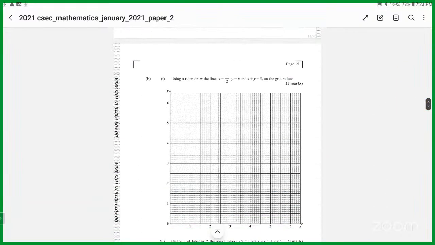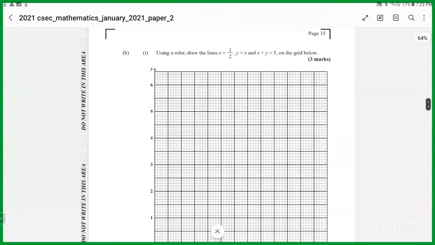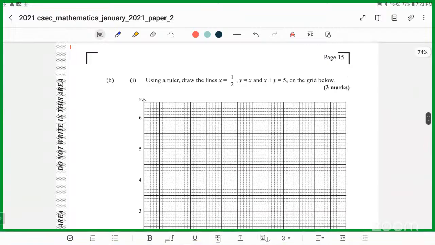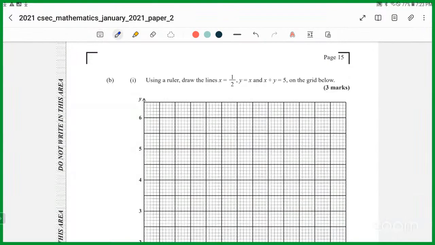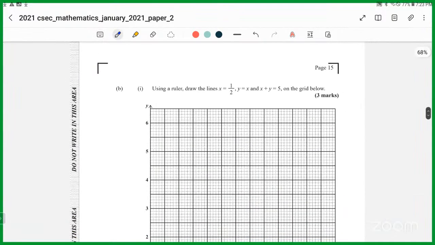Gradually we're going to be exhausting all these questions, a little bit at a time. So this is a question where they gave us these equations. It's like a combination of coordinate geometry, inequalities and linear programming, or linear inequalities. They tell us to use a ruler to draw these lines: x equals half, y equals x, and x plus y equals 5. These are all easy lines to draw.